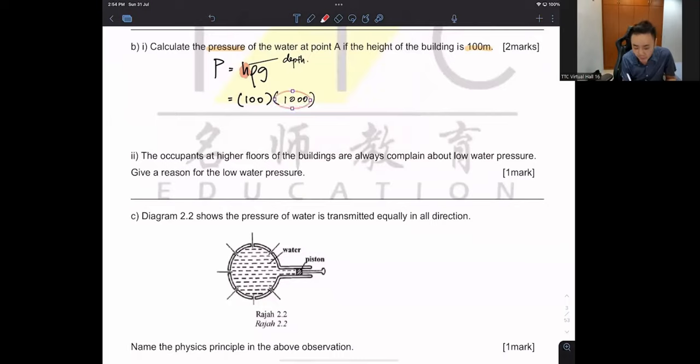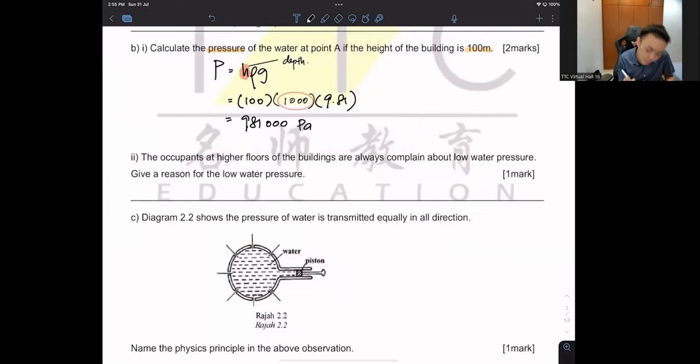But normally, if I were you, I would remember a few famous ones. Usually in this pressure chapter, they only ask about 2 liquids, water and mercury. Density of water is 1,000. Mercury is 13,600. You could do that as well. Now, after that, gravity. In your syllabus, you use 9.81 already. Remember this. Answer: 9.81 multiplied by 100 multiplied by 1,000.